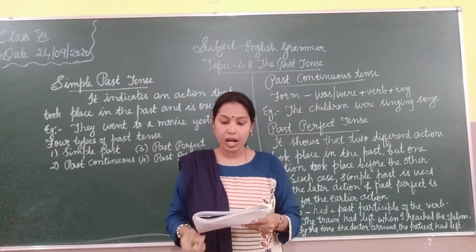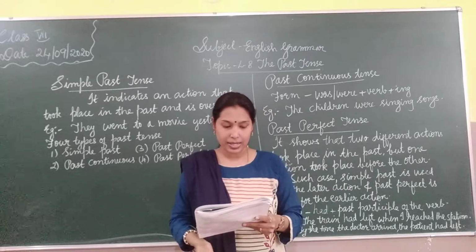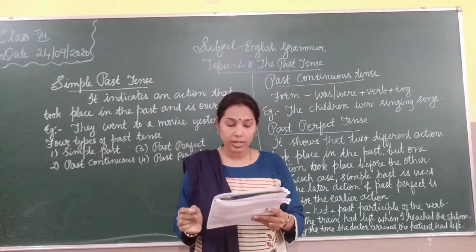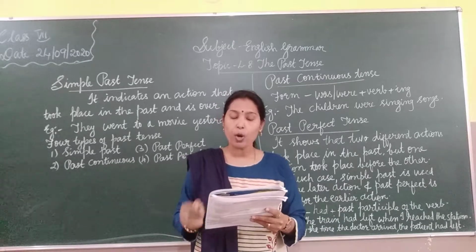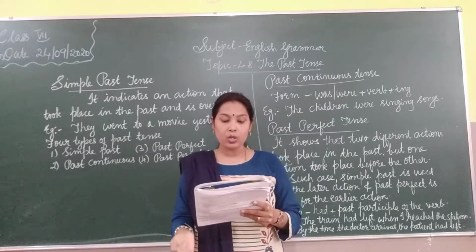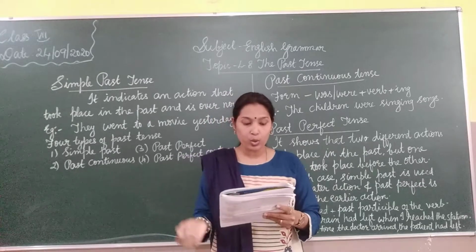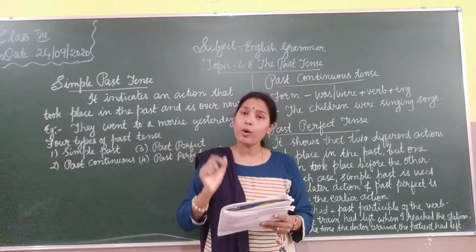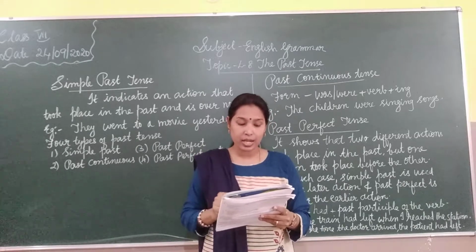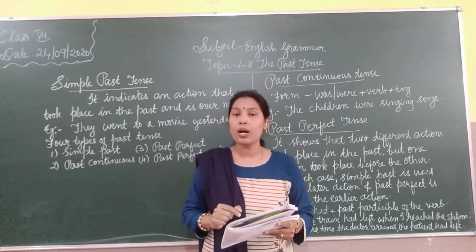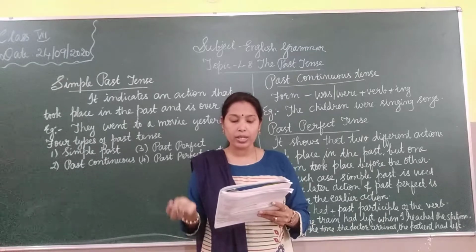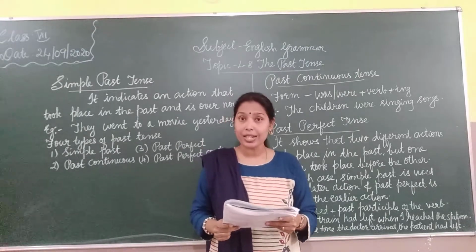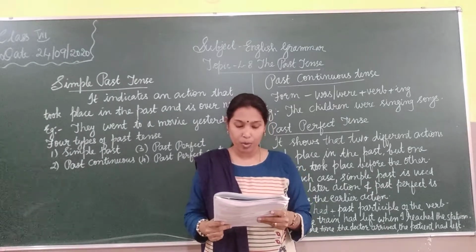Now let us see how we can use the simple past tense. The simple past tense is used to express an action that took place at some point of time in the past. For example, we visited the Taj Mahal 2 years ago. It had happened at a point of time in the past. Visited is what? The past form of verb.